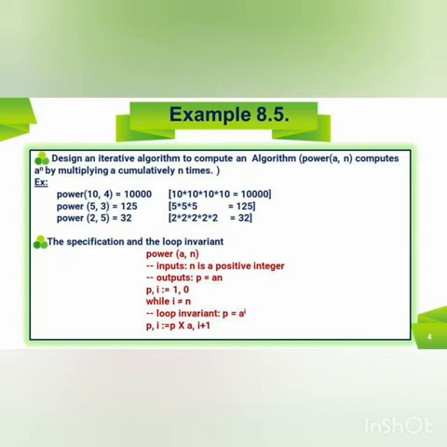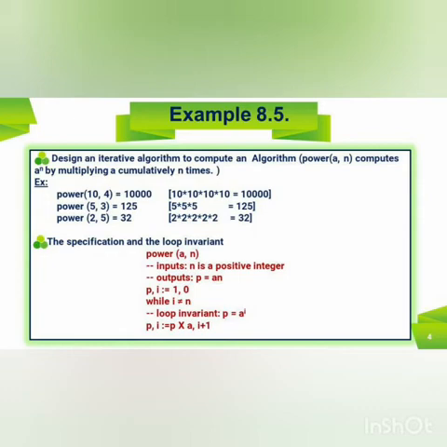How do you get 10,000 here? We have to multiply 10 by 4 times, that is 10 into 10 into 10 into 10, 10,000. Similarly, power of 5 comma 3 is equal to 125. We have to multiply 5 by 3 times, that is 5 into 5 into 5 is equal to 125. Similarly, power of 2 comma 5 is equal to 32. We have to multiply 2 by 5 times, that is 2 into 2 into 2 into 2 into 2. The answer is 32. So to achieve this, we have to do the iteration process, that is a repeating process.